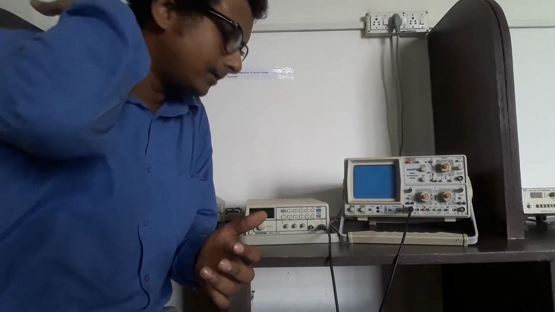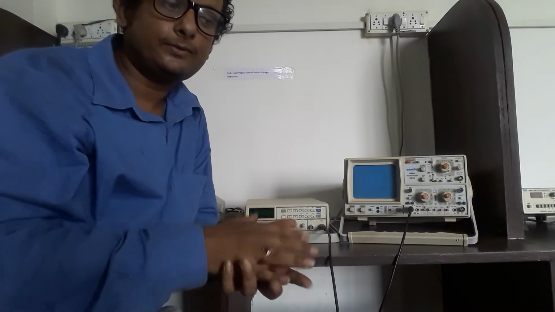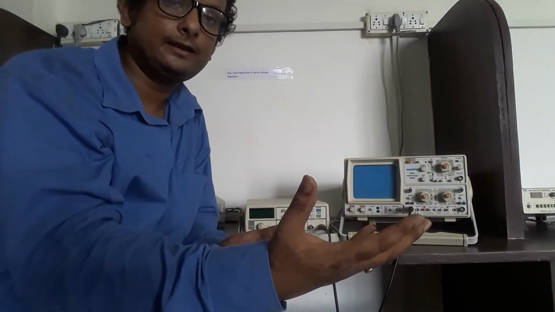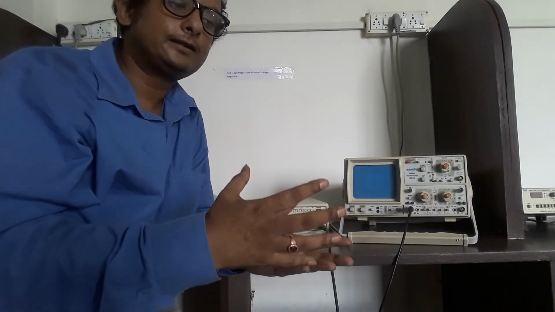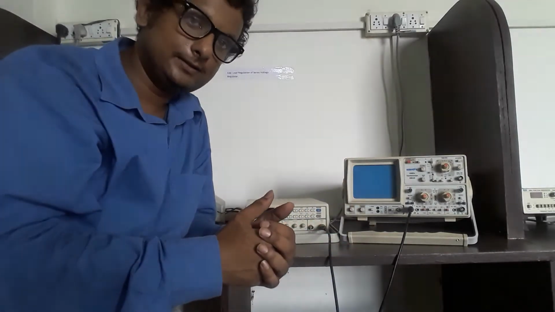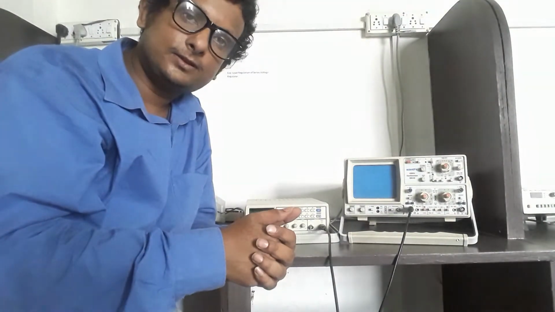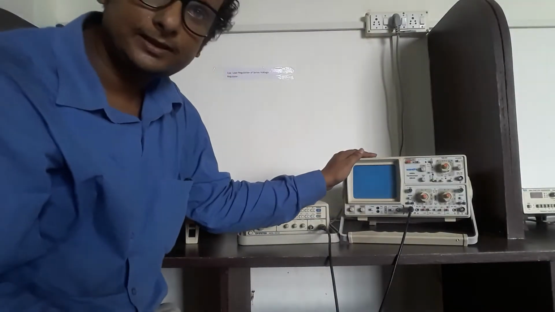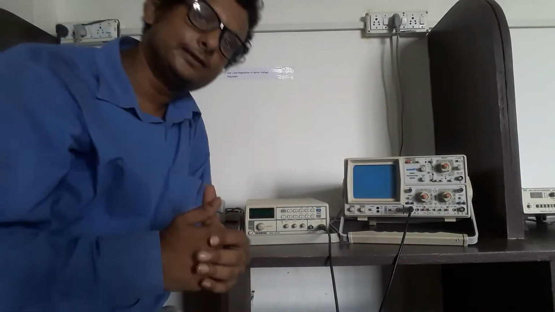The full form of CRO is cathode ray oscilloscope. We can see all the signals we feed to the input of any circuit, or get the output from any circuit. So what is the shape of that signal? We can easily see it with the help of this cathode ray oscilloscope, and we can also measure the voltage and frequency of the signal. This is the main purpose of the CRO: it helps us visualize and measure the signals in any circuit.